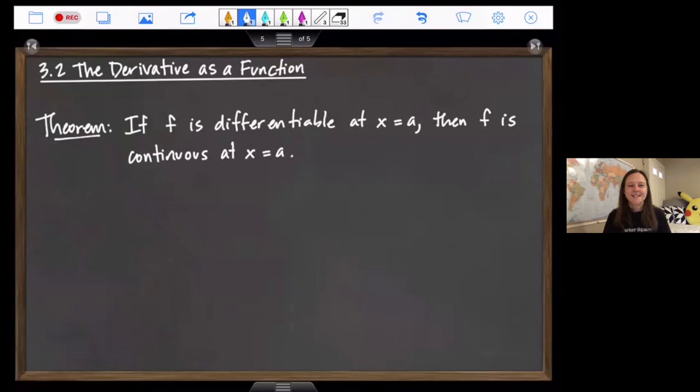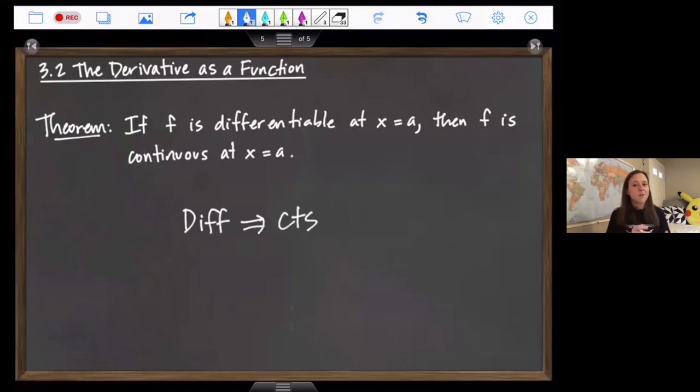One last thing is this little theorem that tells us that if a function is differentiable at a point x equals a, then f is also continuous at x equals a. So if you remember a while back, we used that limit definition of continuity. We said if the limit at a point was equal to the function value at the point, then the function was continuous at that point. We can circumvent that if we happen to know that the function is differentiable at that point. So if we have some function that's differentiable, we get for free that it's also continuous.